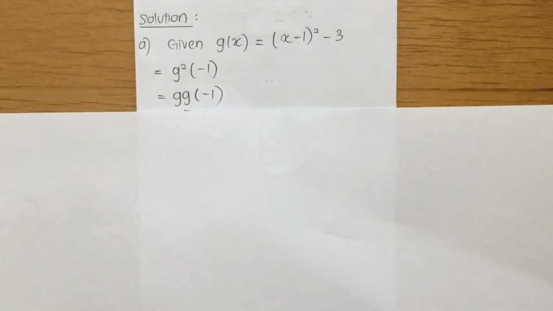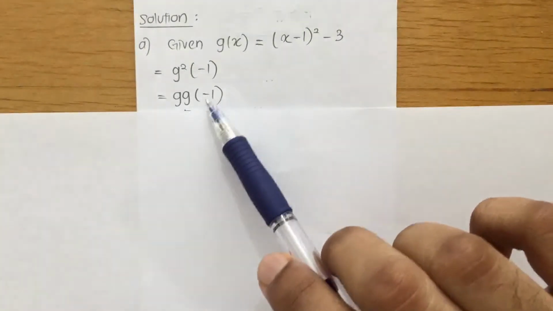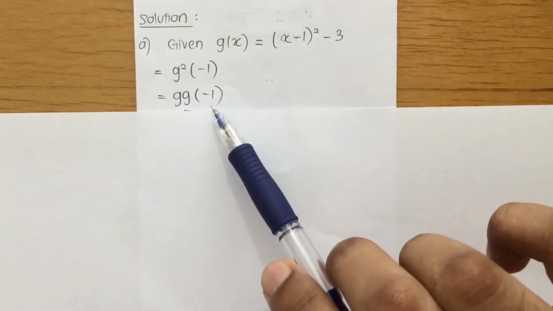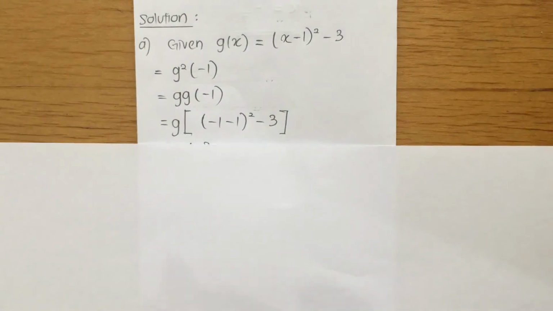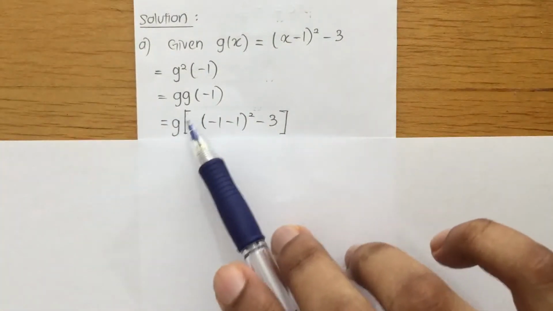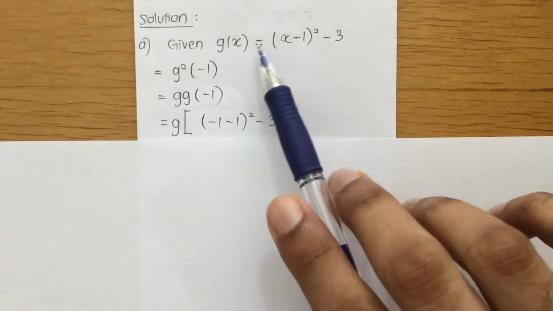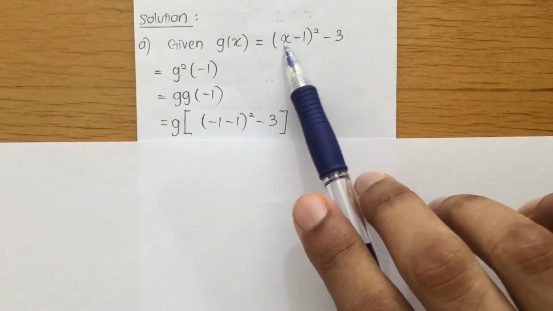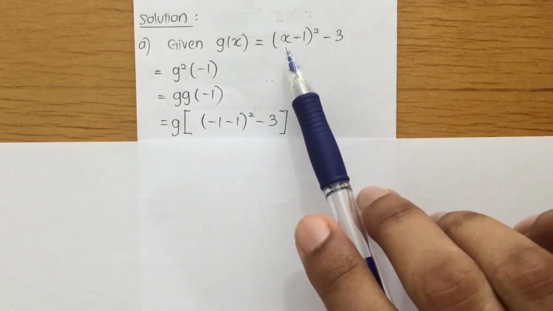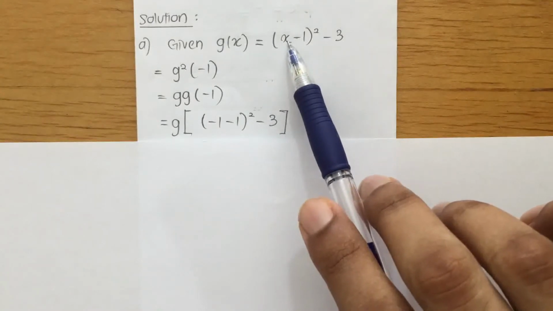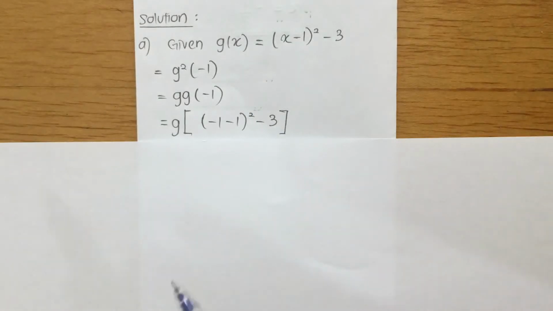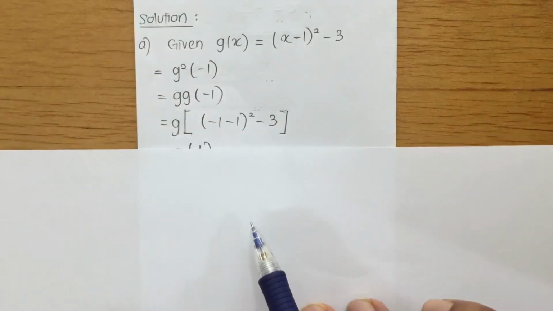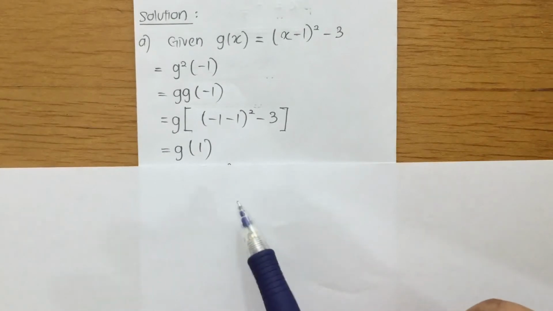So what we usually do is you will have an unknown x over here, but since you already have a value -1, it will be easy for us to solve this question. So g in a square bracket, given that g(x) = (x - 1)² - 3, you substitute x = -1 over here. So from here you get (-1 - 1)² - 3, and you should get g(-1) = 1.